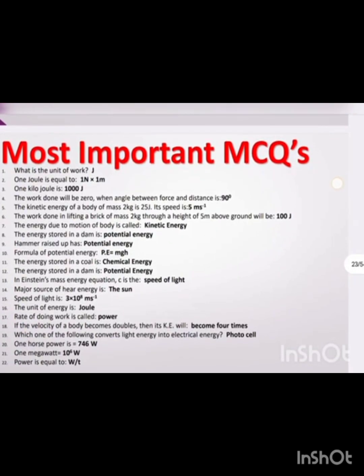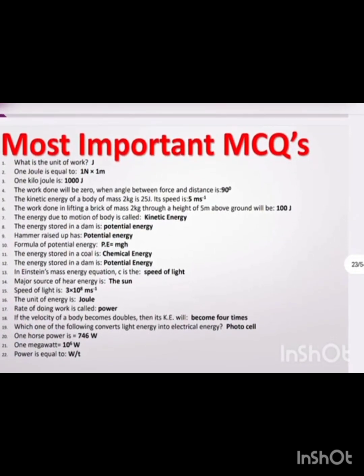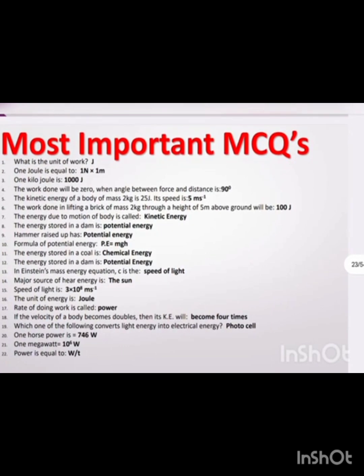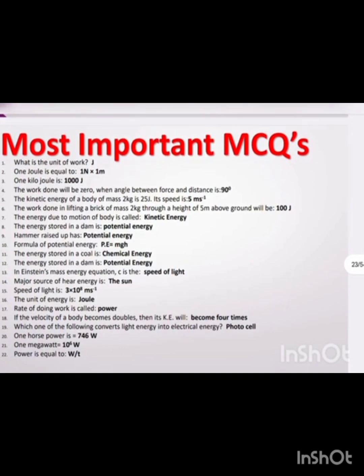What is the unit of work? Joule. 1 joule is equal to 1 Newton meter. 1 kilojoule is equal to 1000 joule. The work done will be 0 when the angle between force and displacement is 90 degrees. The kinetic energy of a body of mass 2 kg is 25 joule. Its speed is 5 meter per second.